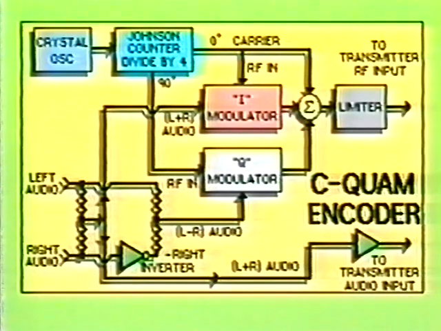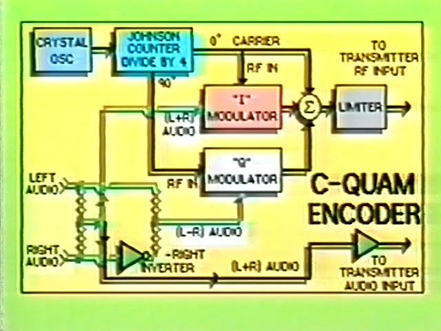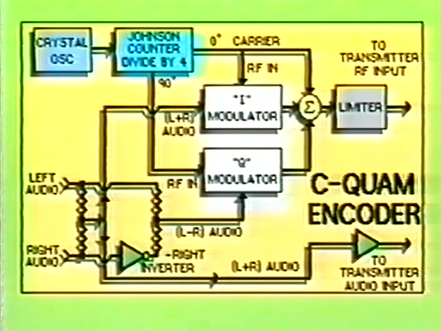Here you see a more detailed view of the heart of the Sequam stereo broadcast system, the Sequam encoder. Notice that pure quadrature is generated by taking the L plus R and the L minus R audio signals and modulating the two balanced I and Q modulators, which are fed with the radio frequency signals out of phase by 90 degrees. The I modulator is fed with an in-phase RF carrier. The Q modulator is fed with a 90-degree phase-shifted RF carrier.